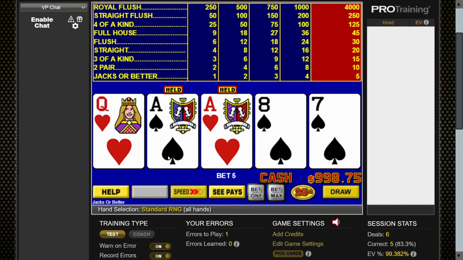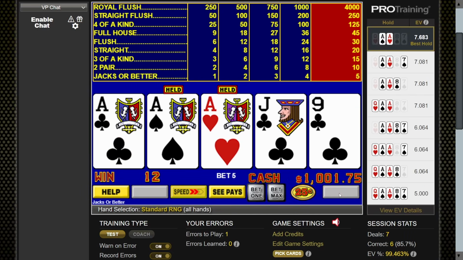Aces, gotta love the aces. We're just gonna hold them and draw. We hit the third, which is awesome, and we'll take it. You can see up here the expected value, pocket aces.